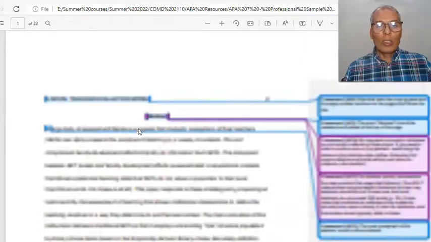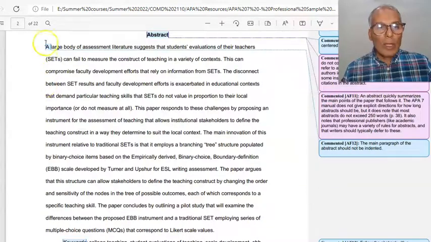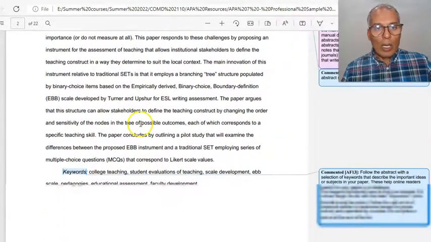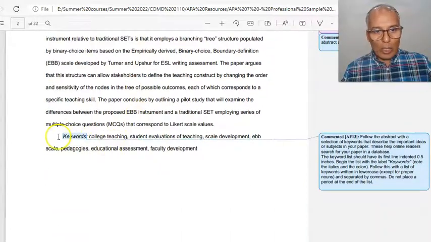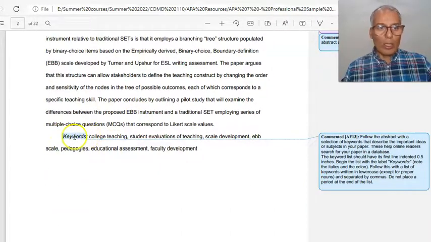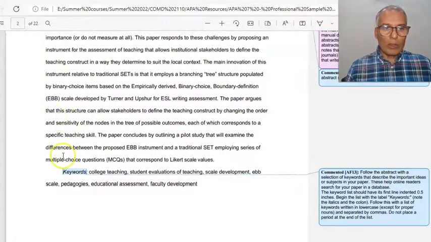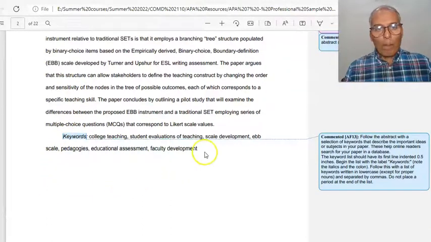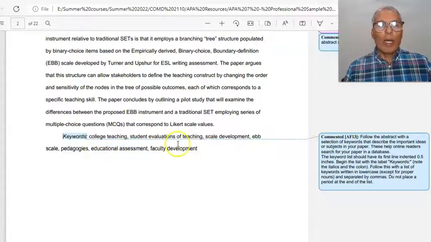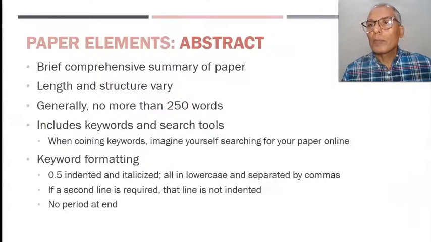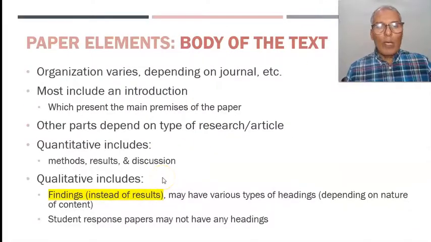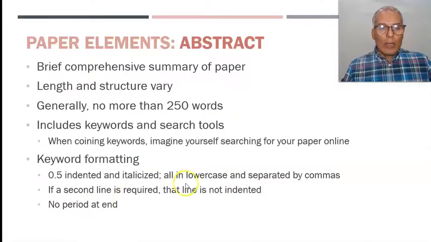So here's again the abstract. There's no indentation. You notice the word "Keywords" is italicized. And if you need another page, you just follow, as if it's indented like a paragraph. All keywords are separated by commas, and there is no period at the end.